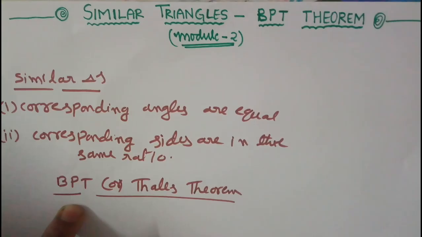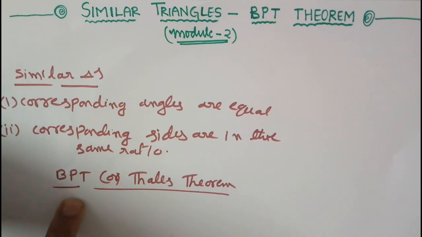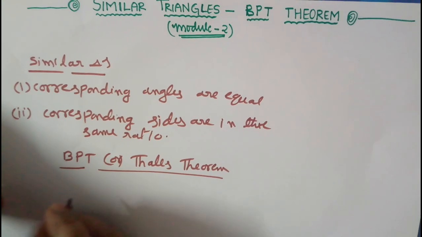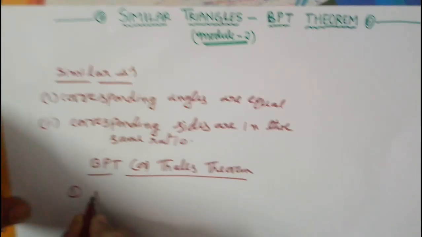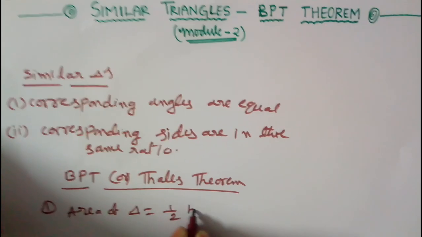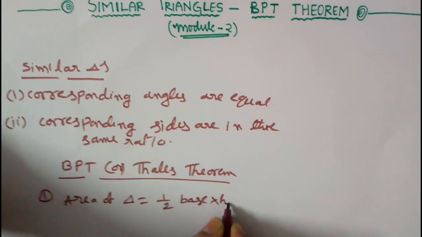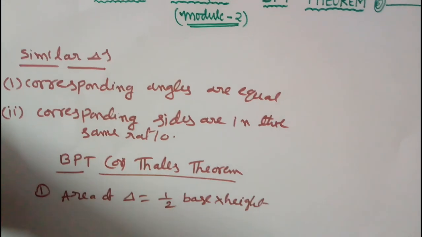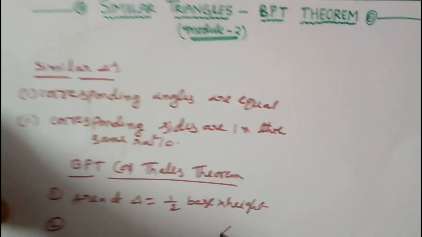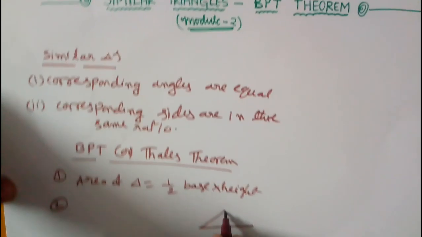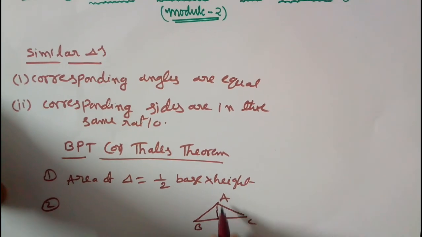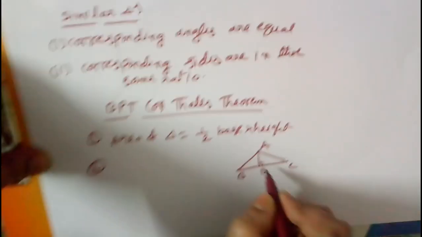Before starting our basic proportionality theorem, we'll recall the concepts we discussed in the 9th class. We have studied in the 9th class. So what is the area of a triangle? Area of triangle is equal to half into base into height. Now, if you consider a triangle ABC, draw AD perpendicular to BC. Now, what is the area of this triangle?